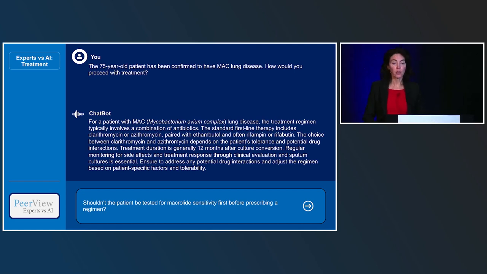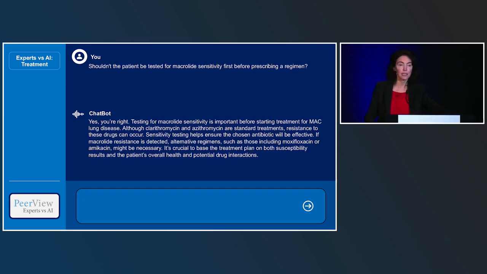But we have an additional comment. Shouldn't the patient be tested for macrolide susceptibility before prescribing the regimen? What does our chatbot say?